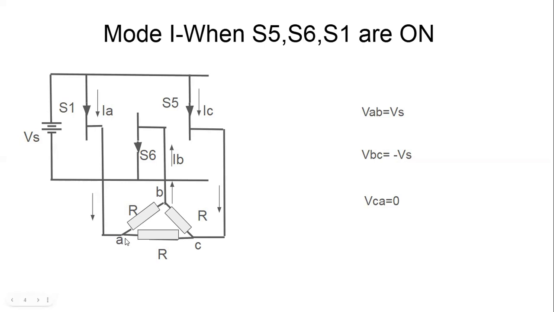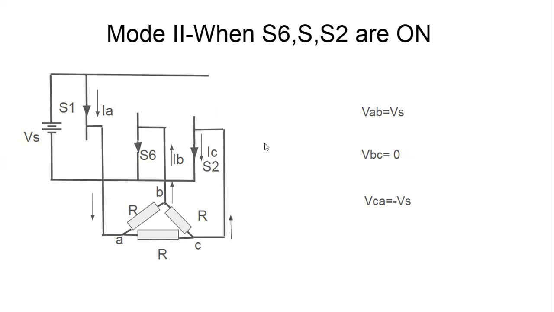Why? Because these two terminals, A and C, are short circuited by the switches S1 and S5. They are both conducting. A and C terminals are being short circuited by the conducting S1 and S5, so VCA is 0.